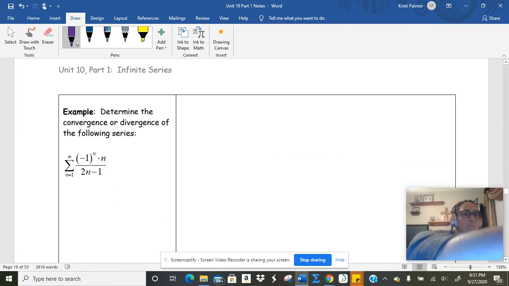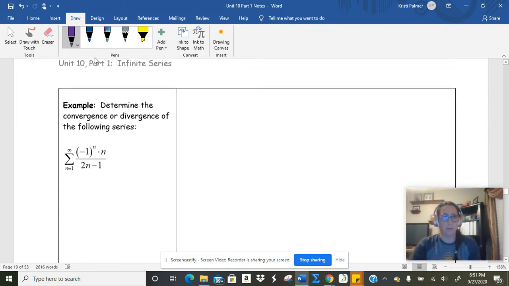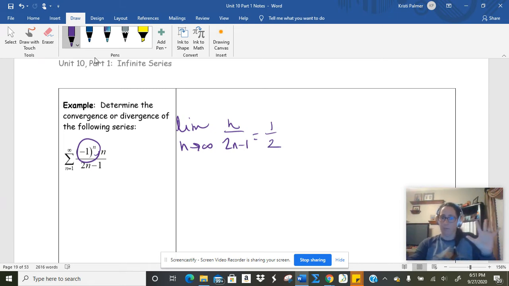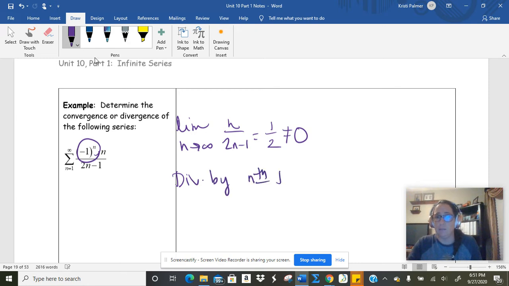Okay, so the next one. I see the alternating part, so I'm going to do two things. I'm going to take the limit as n goes to infinity of n over 2n minus 1, and this time I get 1/2. Hold up, wait a minute. Okay, so that is not 0, so stop. We already know what happens here. This diverges by the nth term test. Done.